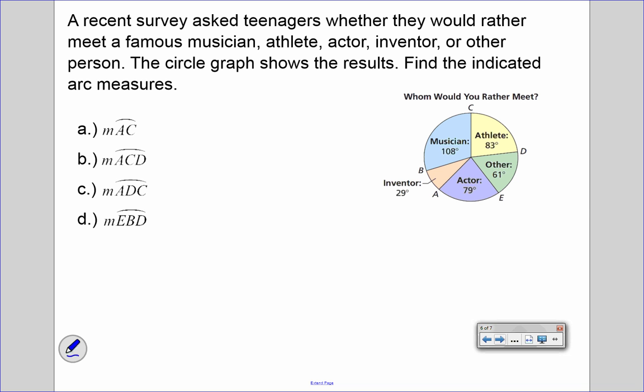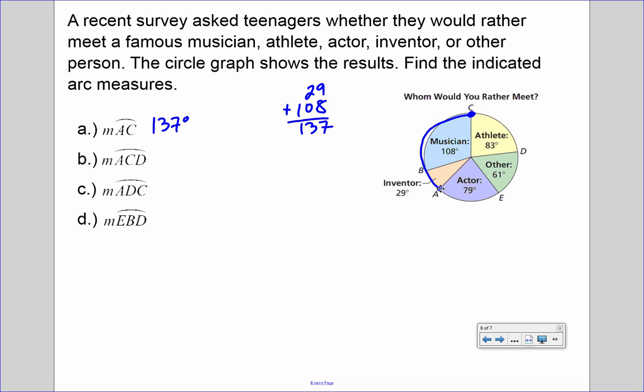So let's look at A. We're going to look for the measure of arc AC. Now, since it's only two letters, it's going to be a minor arc, so we're going to see the shortest possible way around the circle. So it's a minor arc. And I noticed that the red and the blue are parts of that blue arc. So I'm going to do 29 plus 108. And I'm going to get 137. So this first one is 137 degrees.